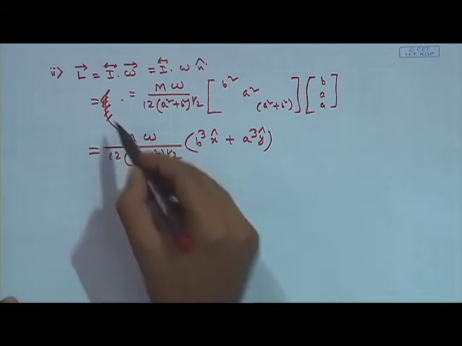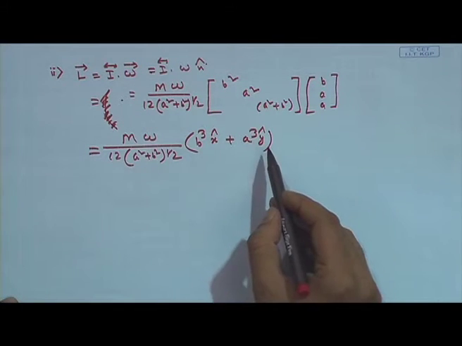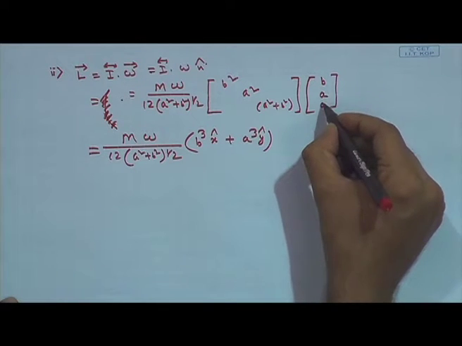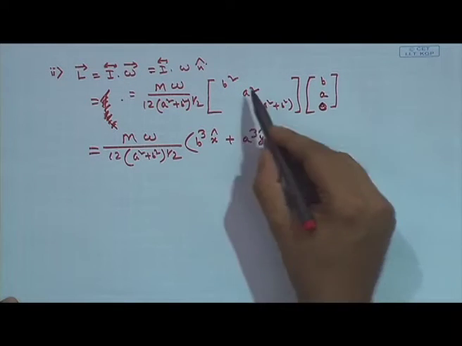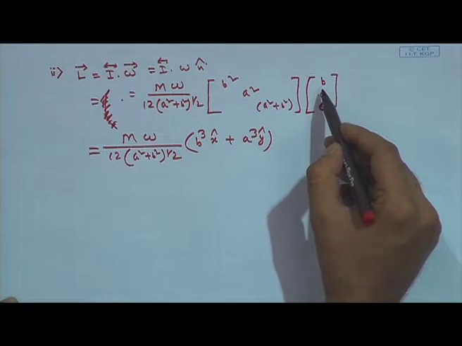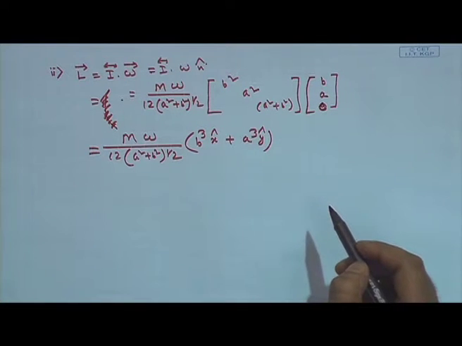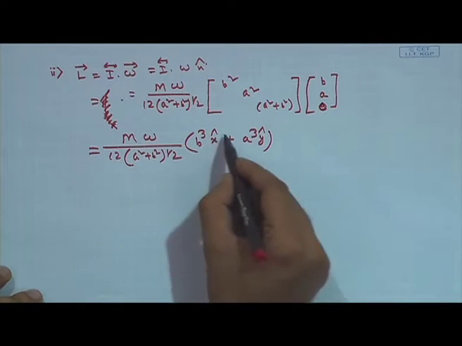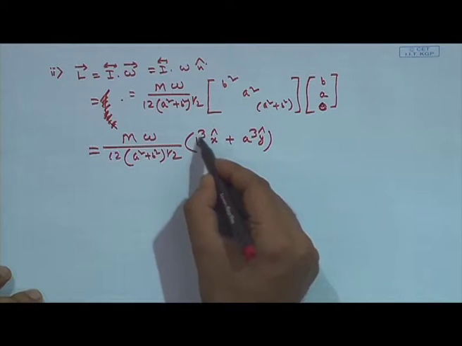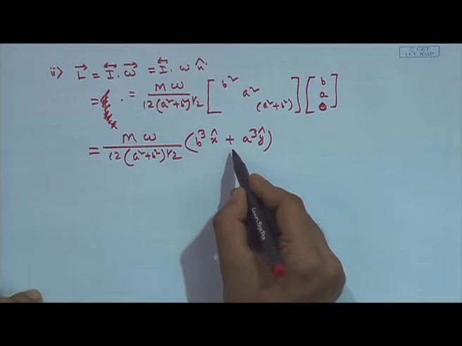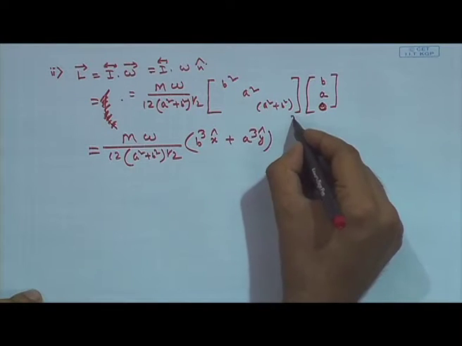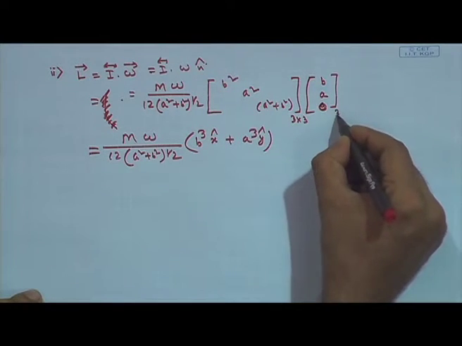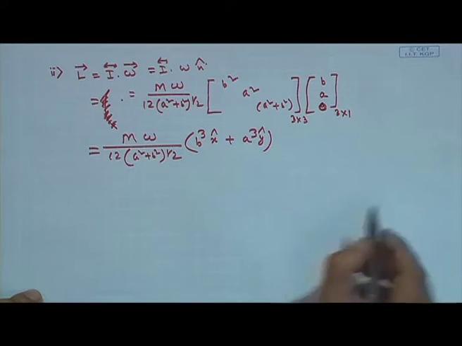Of course we see that L lies in the xy plane, there is no z component at present. So actually this will give you a vector. I am just writing it as per the component because it's a 3 cross 3 matrix multiplying a 3 cross 1 matrix, and it will give you a 3 cross 1 matrix.